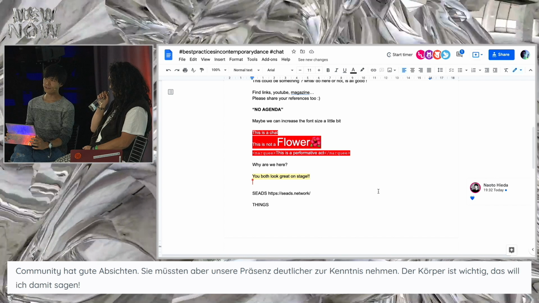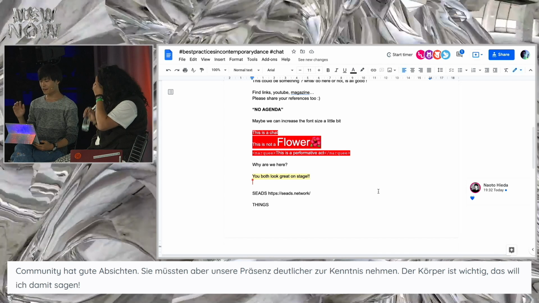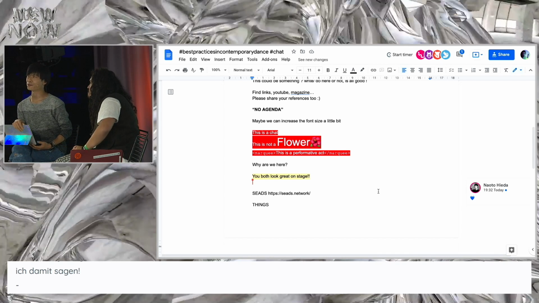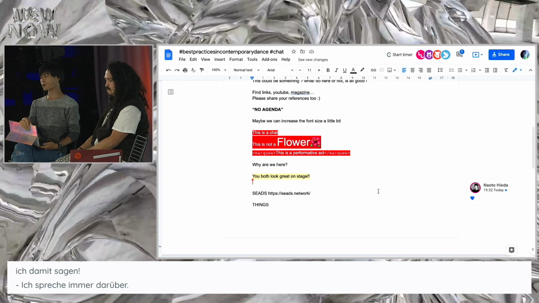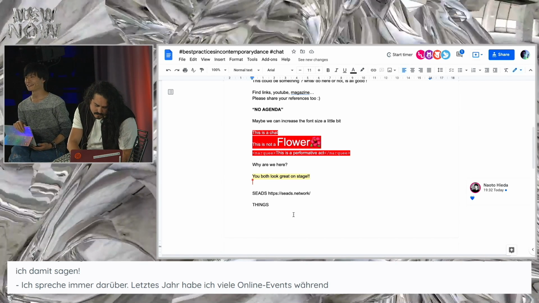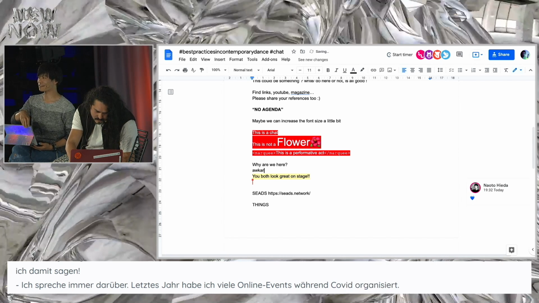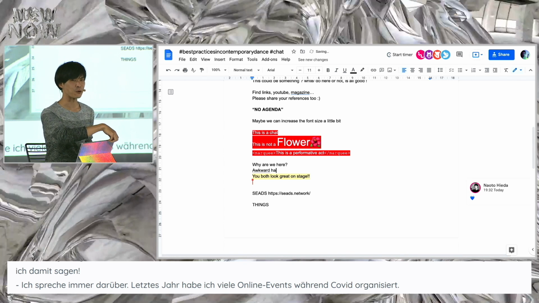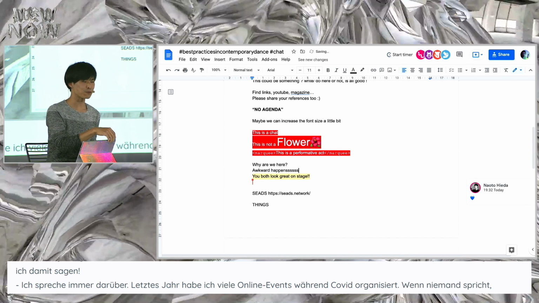I always talk about this, but last year I was organizing a lot of online events during COVID. And of course there's this weird, awkward moment when no one is talking. And I really like it, because I'm Asperger's and autistic, and when no one talks, some people think it's super awkward, and I do feel awkward as well.